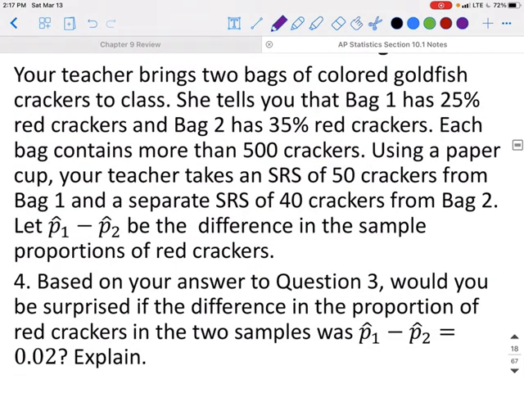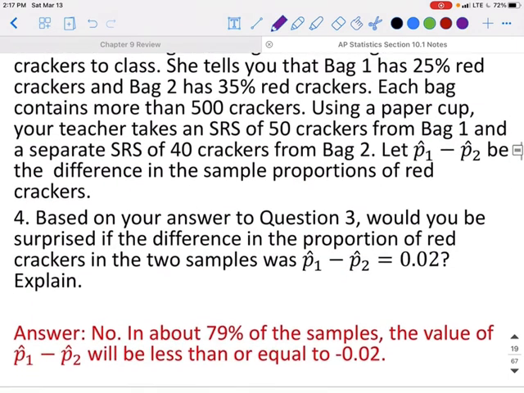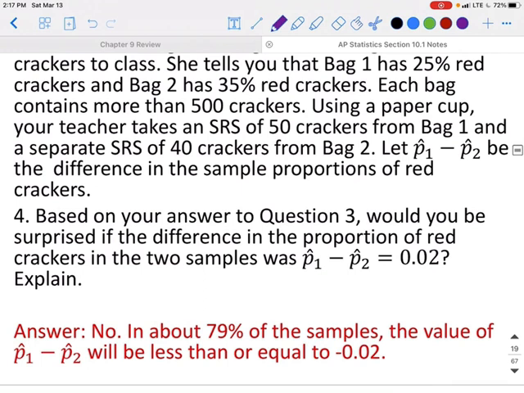Based on that answer, would you be surprised if the difference in the proportions of crackers in the two samples was negative 0.02? Explain. We would not be surprised, because there's about a 79% chance that the samples would have a difference of negative 0.02 or less. So we would not be surprised with this answer.